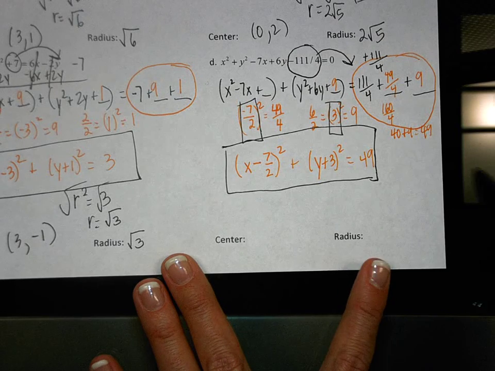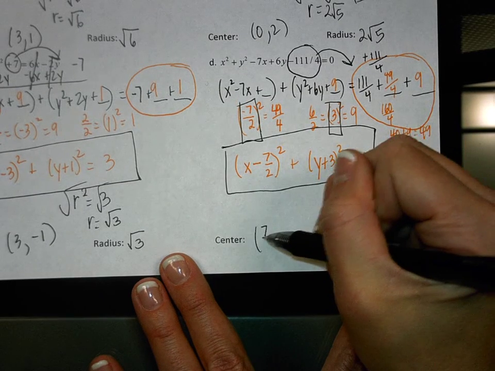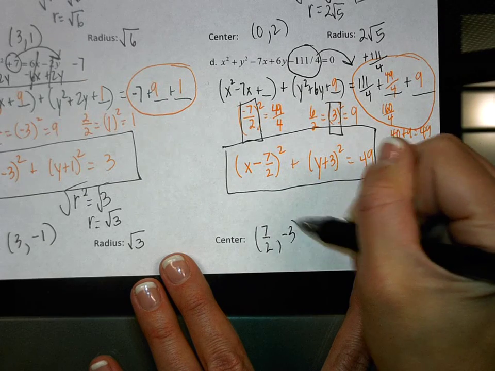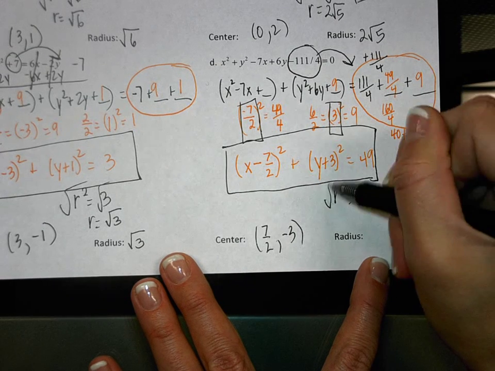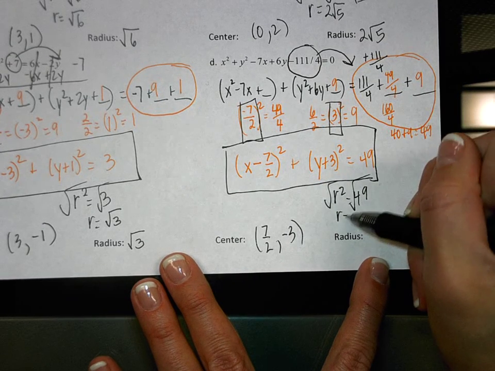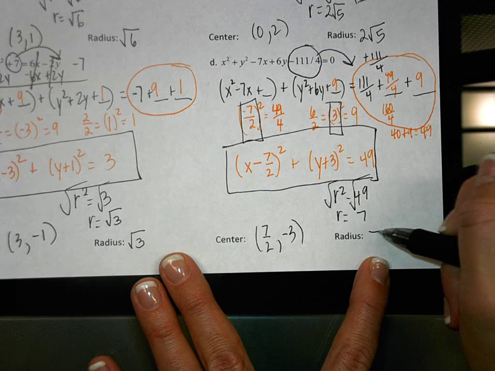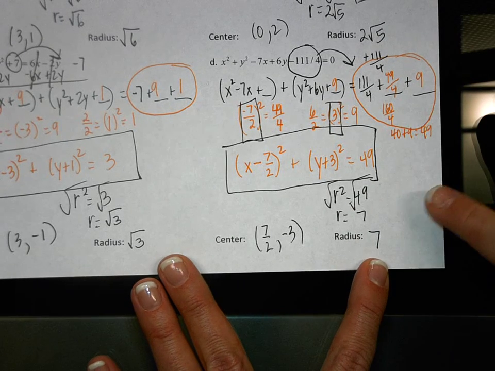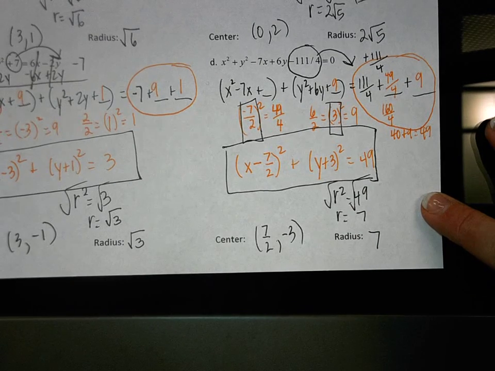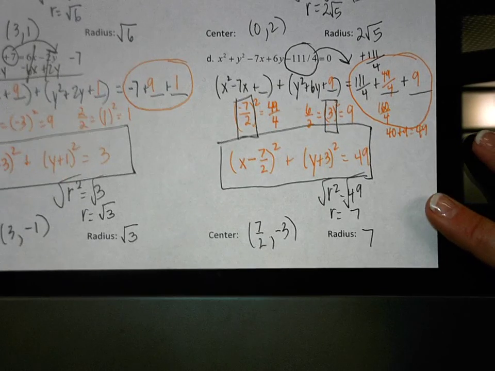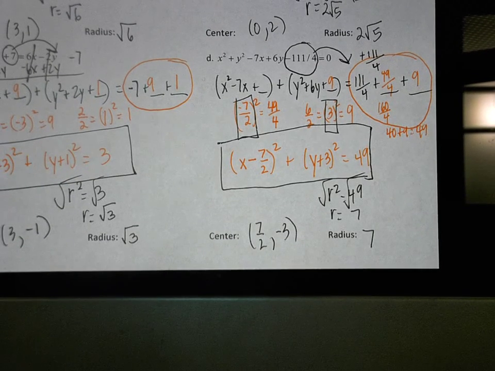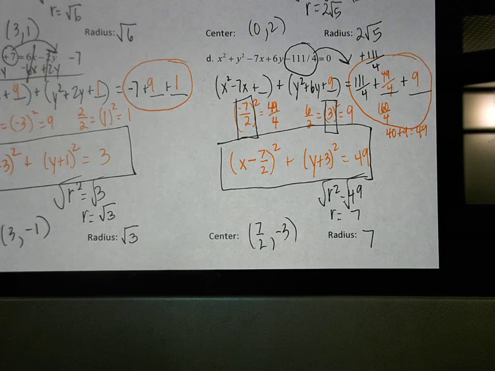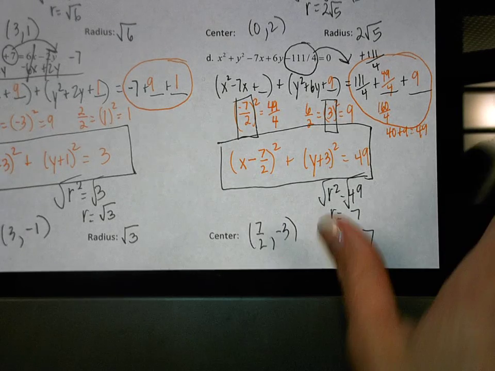7/2, negative 3. Good. And we're going to go r squared equals 49. Take the square root of both sides, and r equals 7. I know. You guys thought it was ugly, and it wasn't so bad. I mean, it's still ugly, but okay, do we have questions there? All right, let's go ahead and turn over to the other side.